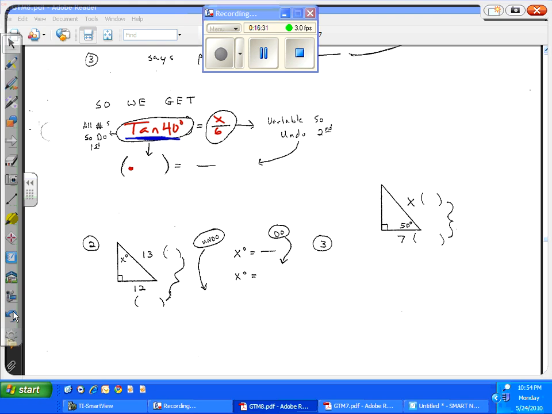So tangent 40 is 0.8391. Wow, that went crazy on me. Just a second. 0.8391 is equal to x over 6. So we did tangent 40. There's nothing else we can do, so it's time to undo. We're going to undo the divided by 6 with a times 6. And so we're going to get x equals 6 times that. So we're going to go 6 times 0.8391.